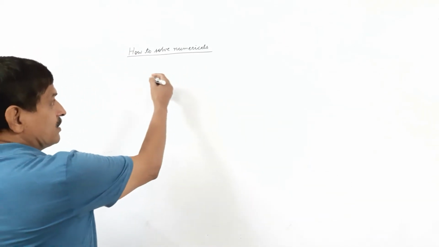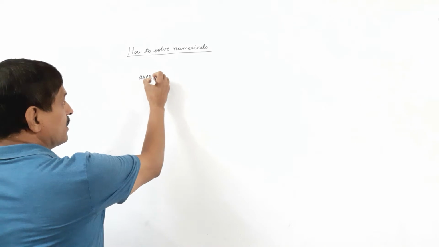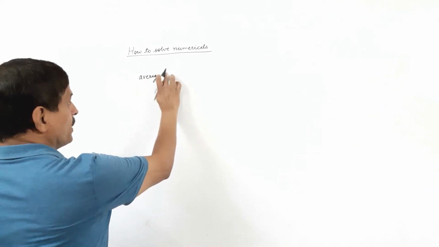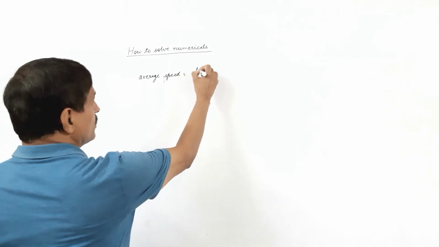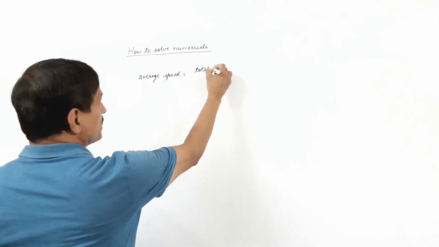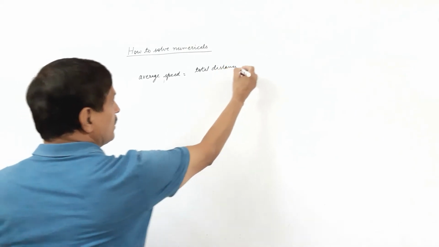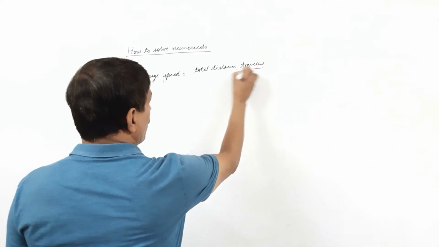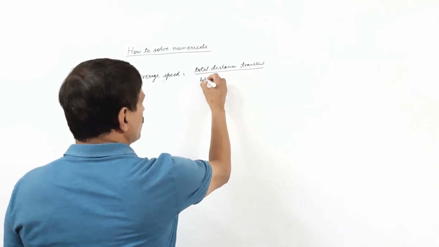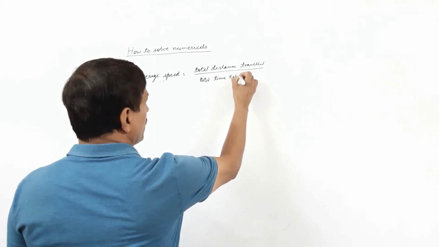The formulas which are used are: average speed is equal to total distance travelled upon total time taken.